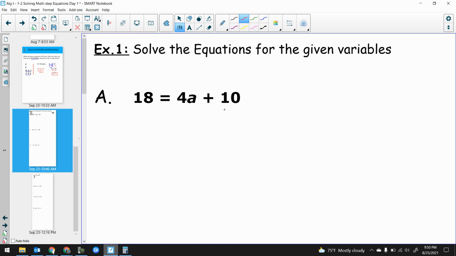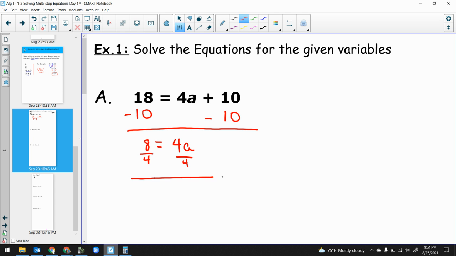So I've got 18 is equal to 4a plus 10. So order of operations, reverse order of operations says I need to get rid of this plus 10 first. So I'm going to subtract 10 from both sides. Remember, always write out inverse operation, big horizontal line, 18 minus 10 is 8. And then bring down what we don't use, what we did not use. The 10s cancel, right? And now, so it's 8 is equal to 4a. I divide by 4 to both sides. And that gives me 8 divided by 4 is 2 is equal to a.